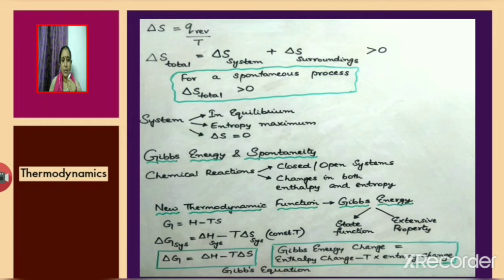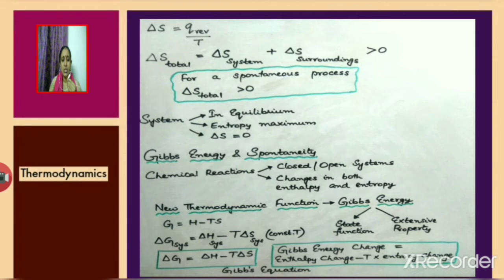Now we have another thermodynamic function known as Gibbs energy to finally decide the spontaneity of a reaction. Chemical reactions are either closed or open systems. So there will be changes in both enthalpy and entropy. The new thermodynamic function known as Gibbs energy is used to decide the spontaneity of a reaction. Gibbs energy is denoted by the letter G. It is a state function and it is an extensive property.